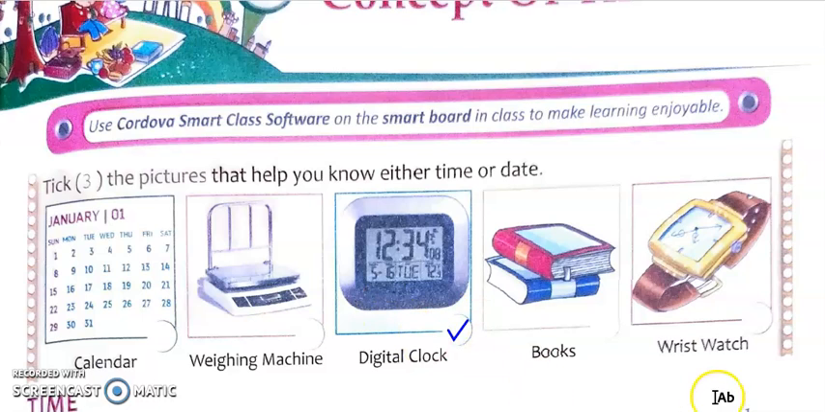And the last one, wristwatch. Wristwatch means that you wear on your wrist. आप हाथ में जो घड़ी पहनते हो that is called wristwatch. और जो वॉल पे लगाते हैं, दीवार पे लगाते हैं, उसे बोलते हैं clock. So this is wristwatch. In this, can you see the time? Yes, we can see the time here in the wristwatch. So here you have to tick.